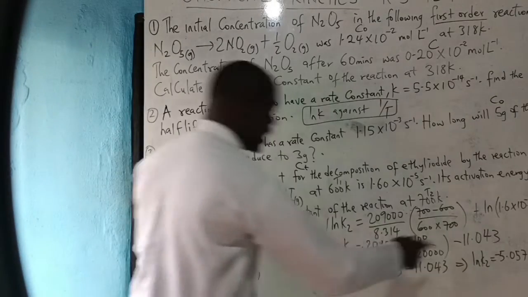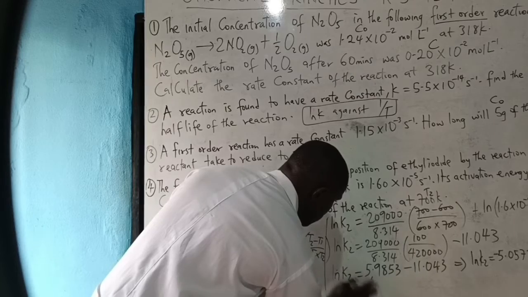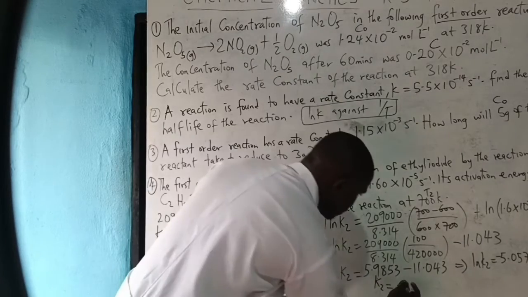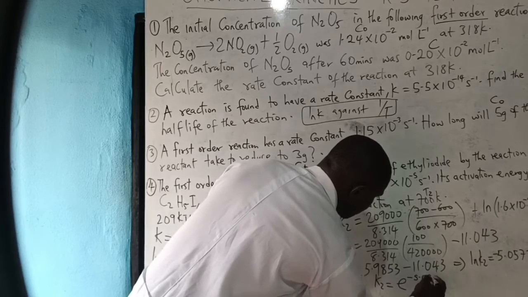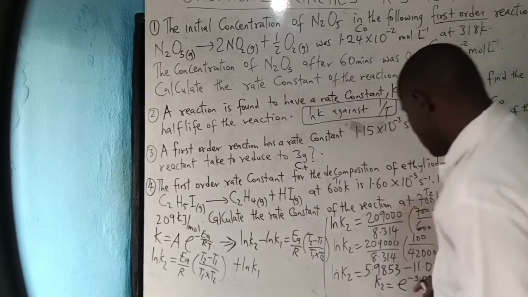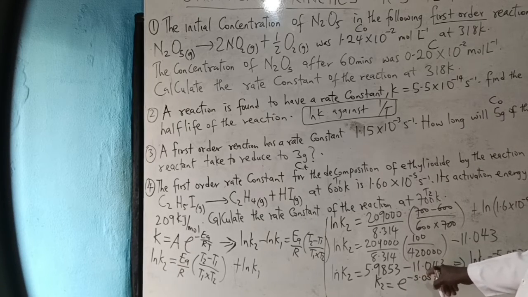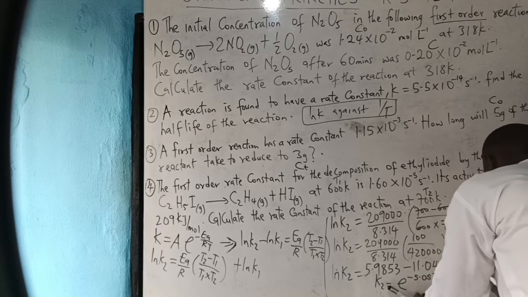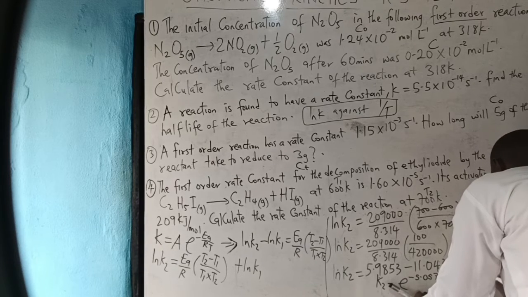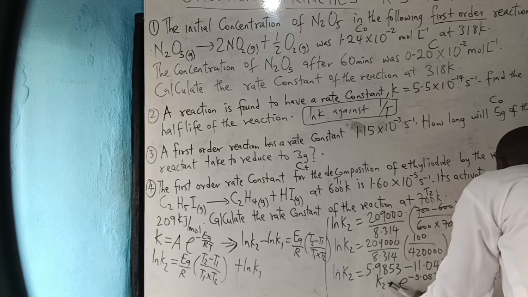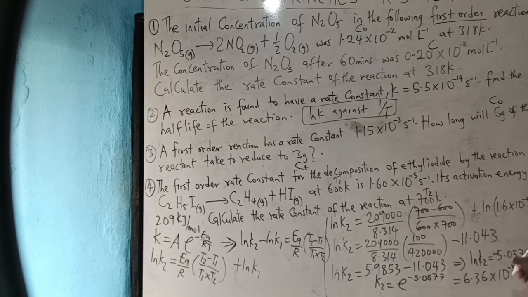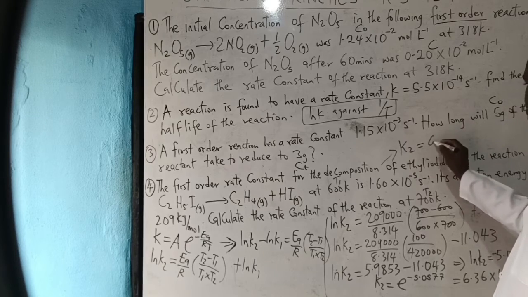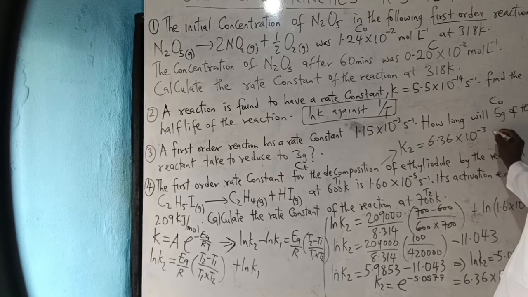Then, since our ln k2 is this, what is your k2? k2 will be equal to exponential, because you are dealing with ln, you use exponential, of minus 5.0577. k2 equals exponential raised to the power of minus 5.0577, and that will give you 6.36 times 10 raised to the power of minus 3 per second. That is the value for this question. So the final rate constant will be 6.36 times 10 raised to the power of minus 3 per second.